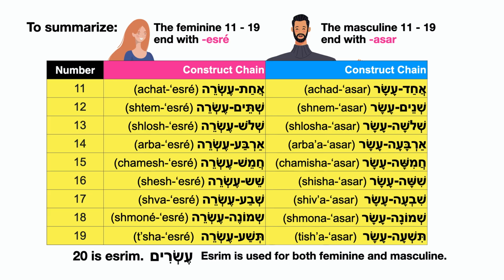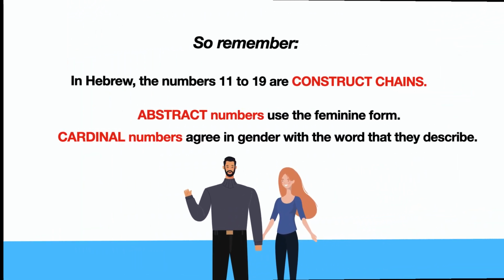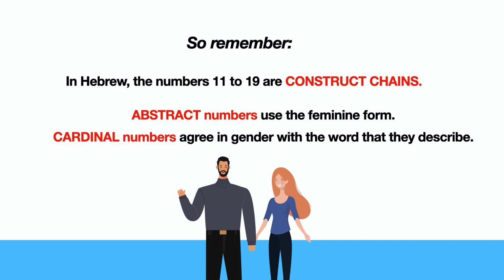So now you know when to use the feminine forms or the masculine forms of 11 to 19. And remember, in Hebrew, the numbers 11 to 19 are construct chains. Abstract numbers always use the feminine form, and cardinal numbers should agree in gender with the word that they describe.